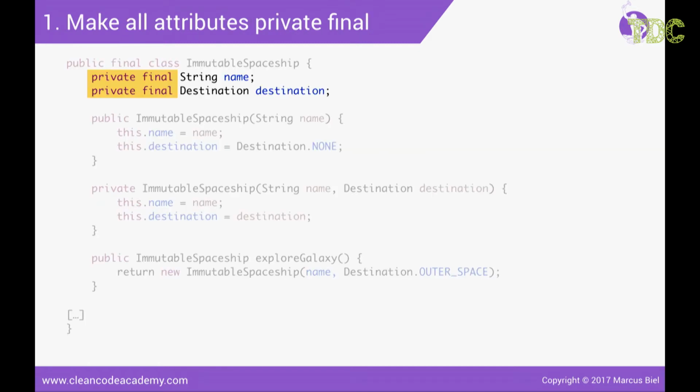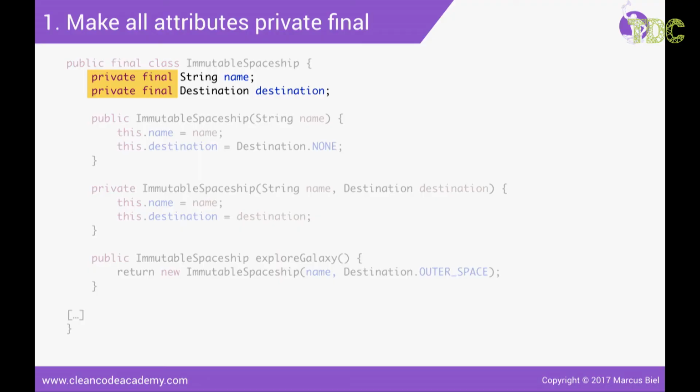Again, going to the code. So we have our immutable spaceship class to keep it simple and also clean. I mean, it's nice to have a small, clean class. We just have 2 fields, private final String name, and private final destination. So of course, we make them private. I mean, this is, I guess, clear for everyone, to make fields private. Here, for the immutability, we make it private so that no one can directly access the field and change it.